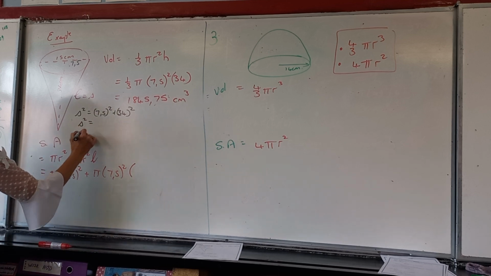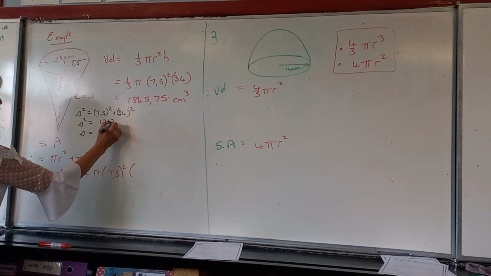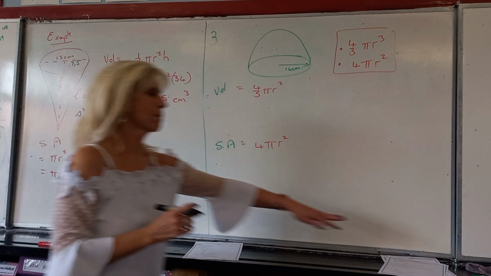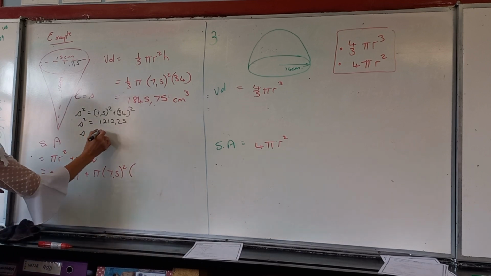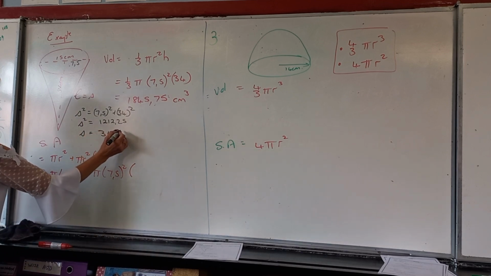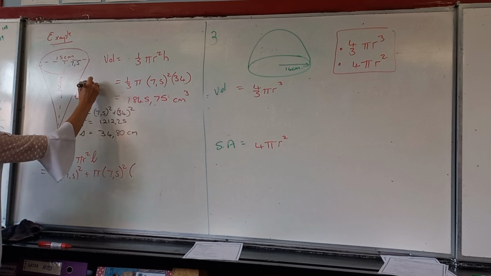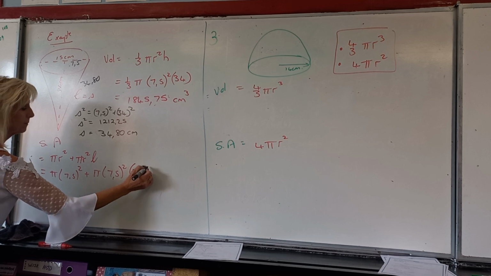Is? Say again? 2, 1. Okay, is that the complete answer? Yes. And then just for slant height? Yes? 34,8. Just 8. 0 then. Okay? So this is 34,80. That's going to go in there.